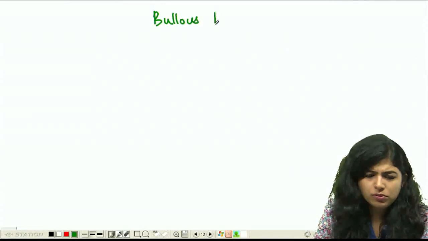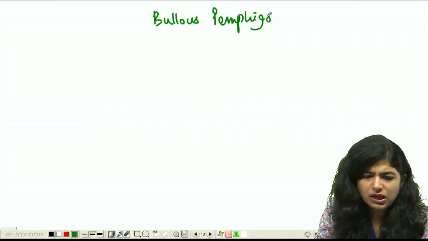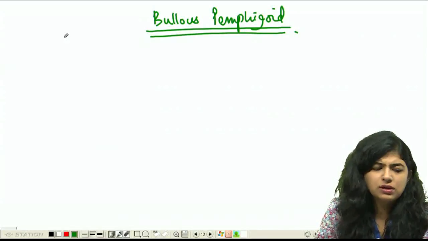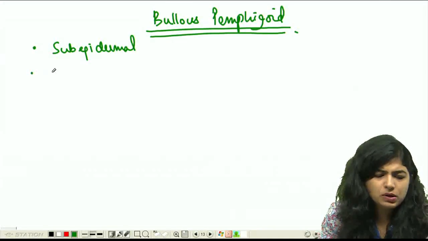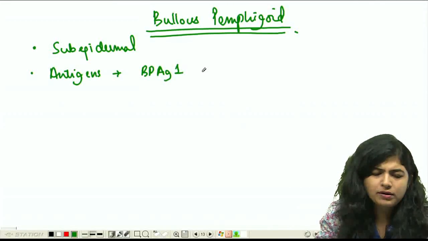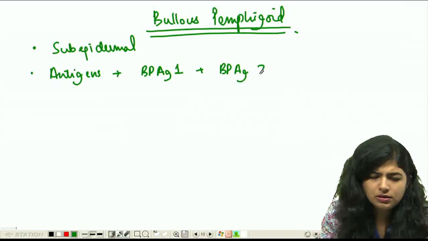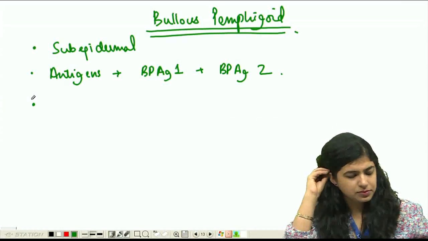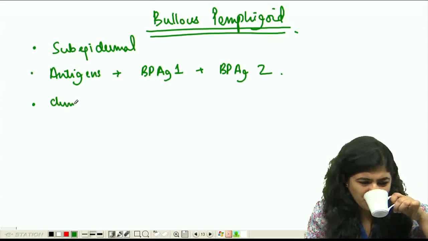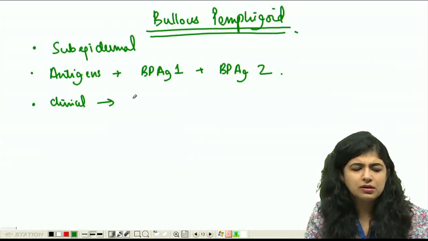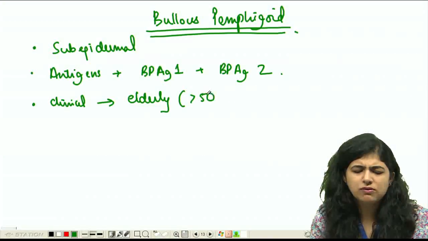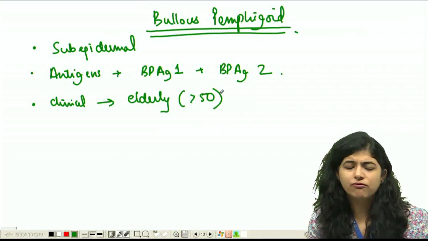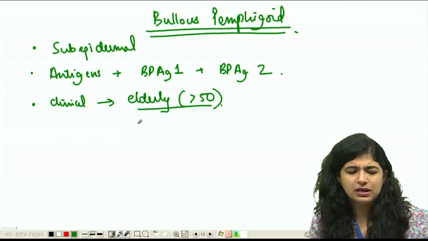Just remember a few points about bullous pemphigoid. This is one of the favorites. Every year there is one question on vesiculobullous disorders without fail. This is a subepidermal disorder. What are the antigens involved? The antigens involved are bullous pemphigoid antigen 1 and bullous pemphigoid antigen 2. What is the typical clinical picture? It will generally be an elderly person. Mostly the question will talk about someone who is more than 50. Here it was a 40-year-old man, meant to confuse you. Mostly the questions will be about an elderly patient.